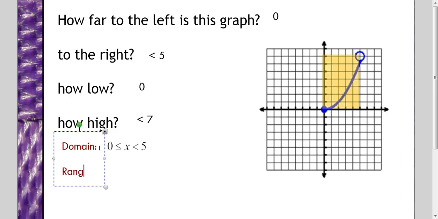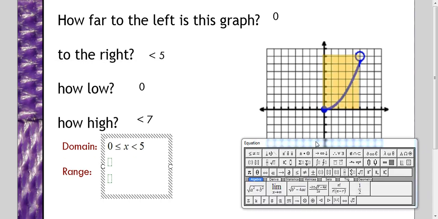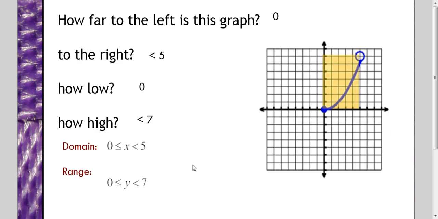For range, I guess I'm going to try it that way. So how low does this go? The lowest is 0, and that is included, so I'm going to say 0 is less than or equal to y. And again, we have less than 7, so we're going to include less than 7. Boom, done. Bob's your uncle.